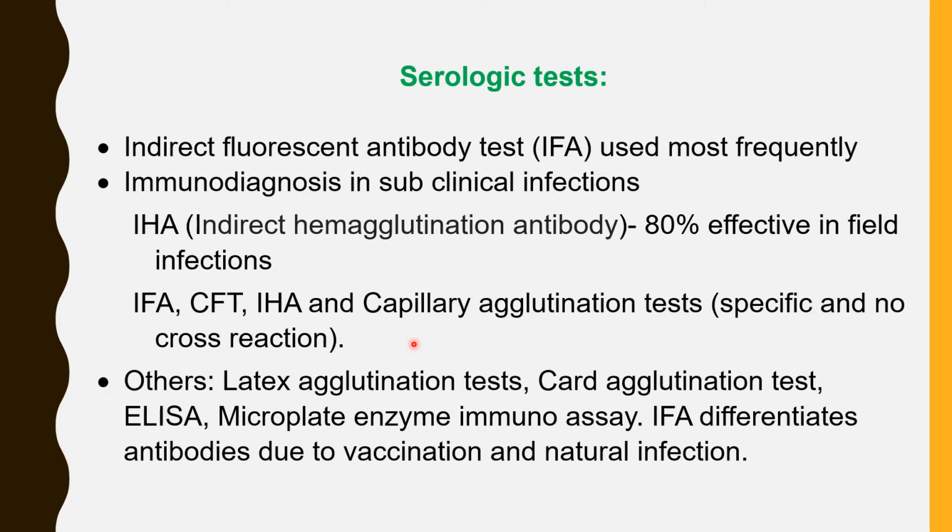Many other tests are there. Some useful tests are latex agglutination test, card agglutination test, ELISA, microplate enzyme immunoassay. IFA differentiates antibody due to vaccination and natural infection. So this IFA is very much useful, and IHA is also used and it is 80% effective in field infections.